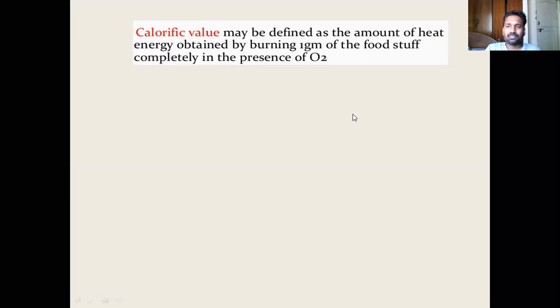But we have seen that all the energy present in a food, we will also see later, will not be used by the cell to make ATPs. A lot of energy is wasted. Anyways, but as of now, calorific value is the total energy obtainable from a foodstuff. If you burn 1 gram of a foodstuff, how much energy is obtained? That is what the calorific value is.